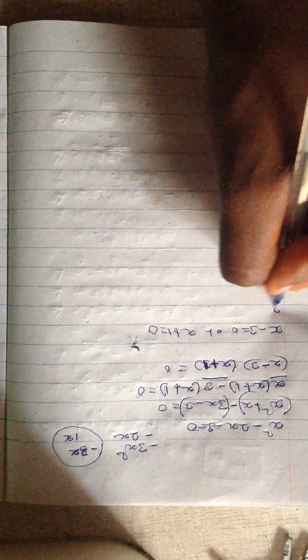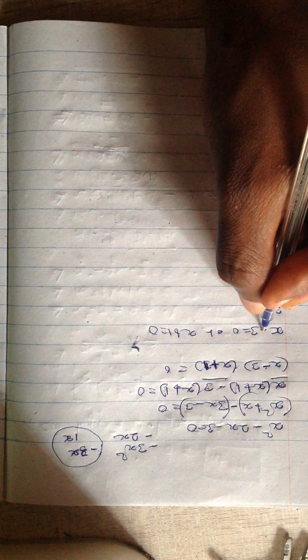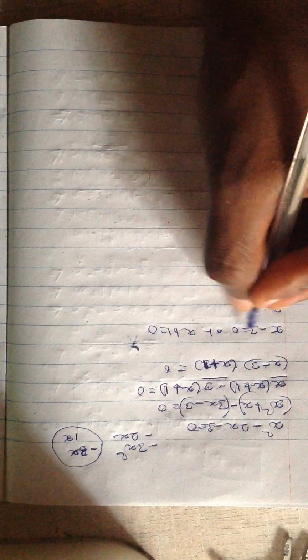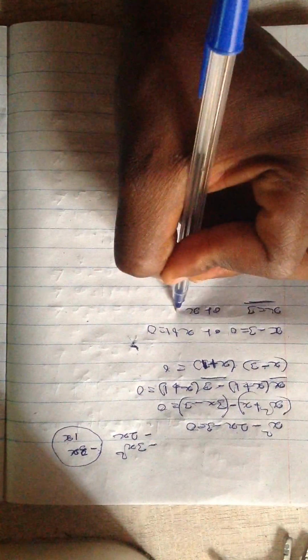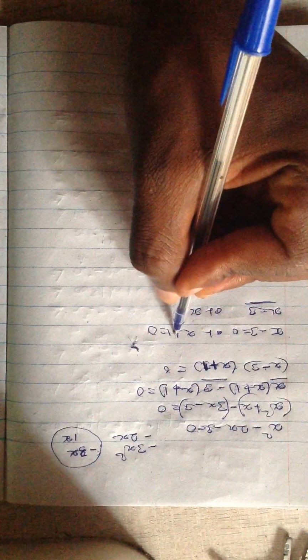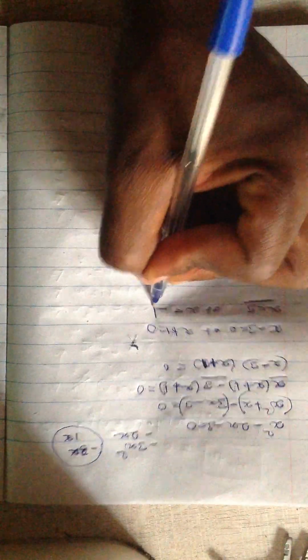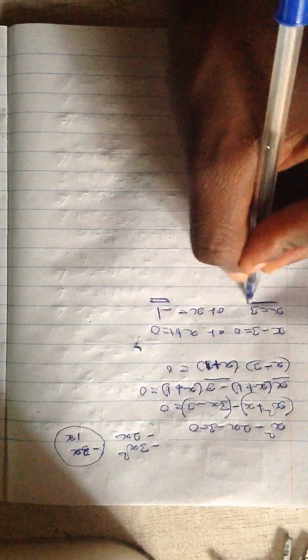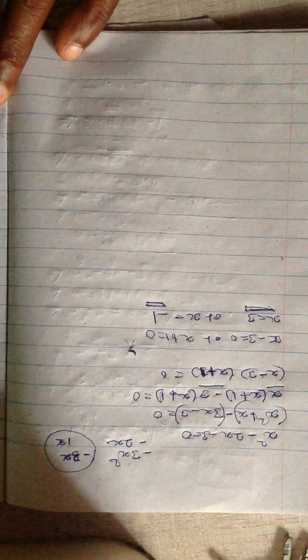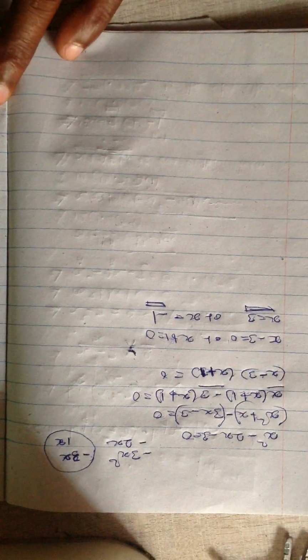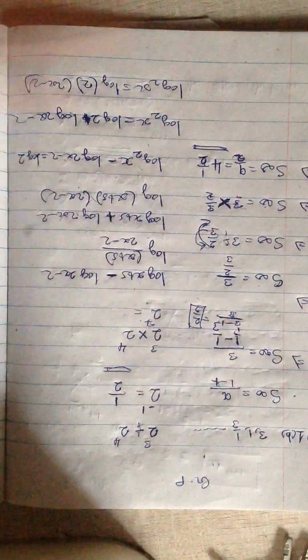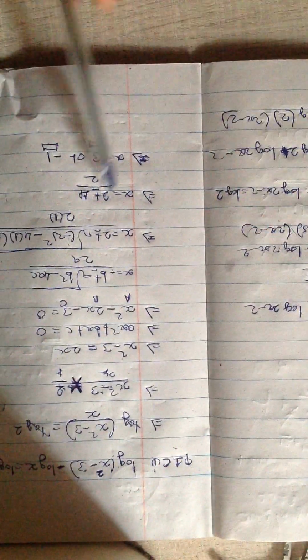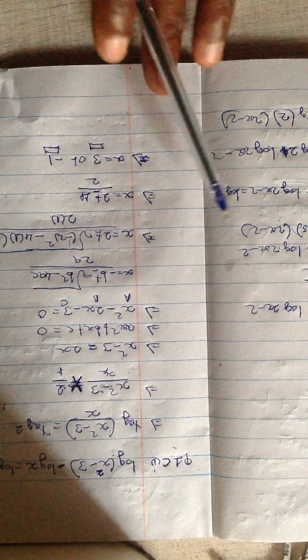So you collect like terms. x equals, when it comes to this side, it will be positive 3 plus 0, that's 3. Or x equals, this is positive 1, when it comes to this side, it will be negative 1. So these are the answers that we found in the previous method we used, the quadratic formula. We had 3 and negative 1, which are these answers here.